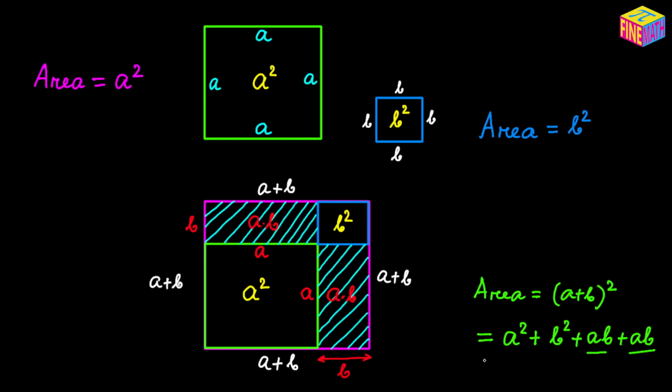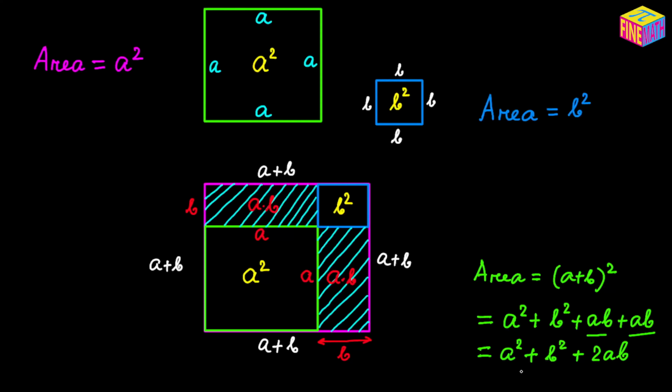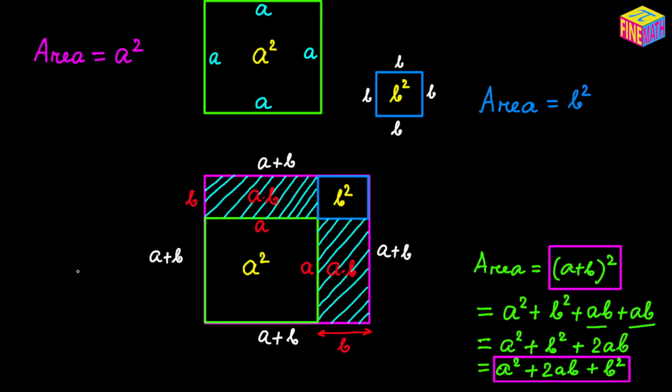And then from here we can clearly see that this must be a squared plus b squared plus 2 times ab, 2 times a times b. So that is what (a plus b) whole squared is, which is equal to a squared plus b squared plus 2 times ab. Also you can write it as a squared plus 2 times ab plus b squared. So finally you can see that (a plus b) whole squared is not just a squared plus b squared, it's actually a little more than that. And through these diagrams we can clearly see that (a plus b) whole squared is equal to a squared plus b squared plus 2 times ab.